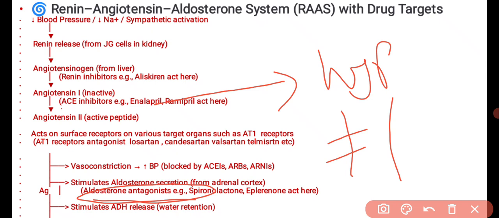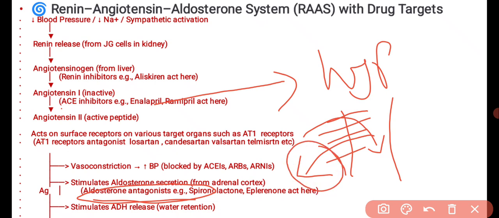Without aldosterone, the sodium channels and potassium channels are not activated in the collecting ducts. So then sodium reabsorption does not take place. At the same time, potassium secretion does not take place. So the water and sodium reabsorption is inhibited. At the same time, potassium secretion into the renal tubule is also inhibited. So thereby sodium is retained within the renal tubule itself, and potassium is retained within the body itself. So that's why it can cause hyperkalemia.